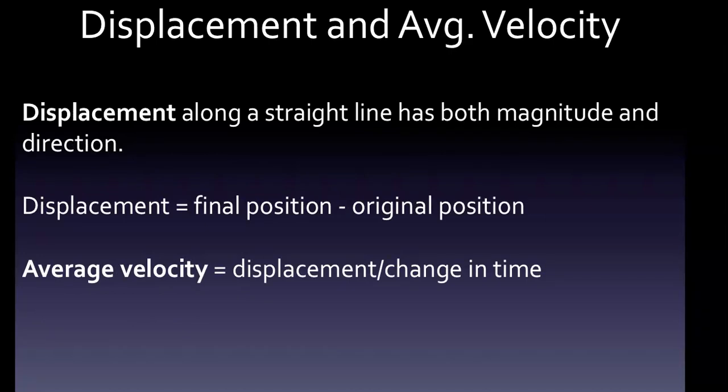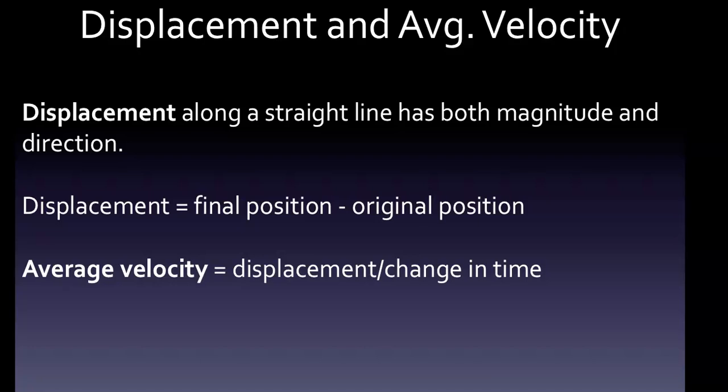Okay, and then some stuff here about displacement and average velocity. Displacement along a straight line has both magnitude and direction. The formula for displacement is final position minus original position. So a key point to remember here is that displacement only takes into account final and original position, not total distance traveled. And this will definitely show up in a question, if not two.